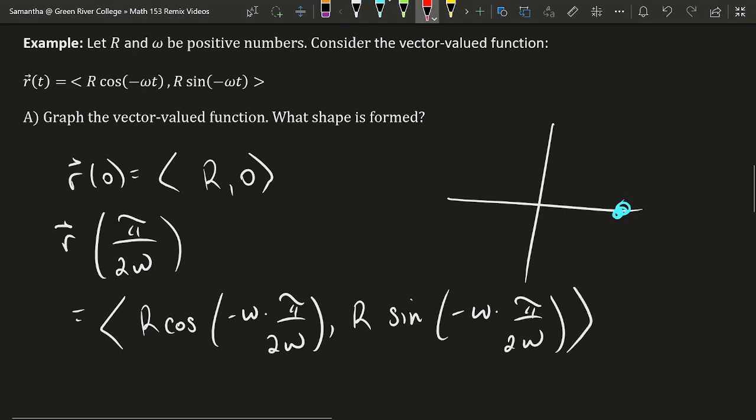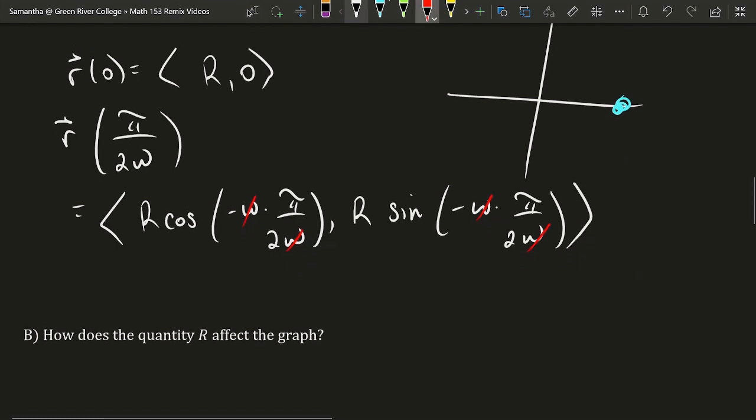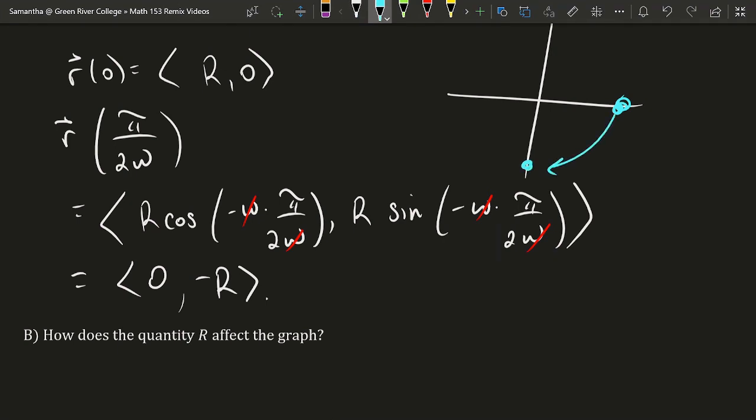If I clean that up, then I'm left with cosine of negative 2 pi, which is 0, and sine of negative pi over 2, which is negative 1. So now, as I have moved time forward, I have ended up traveling to the bottom of the circle.